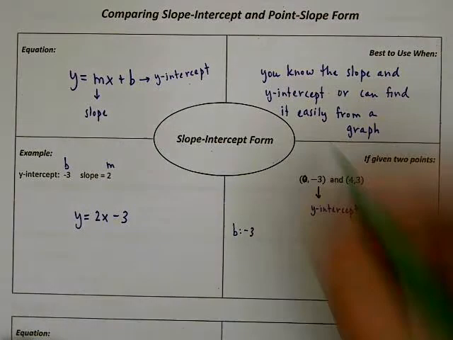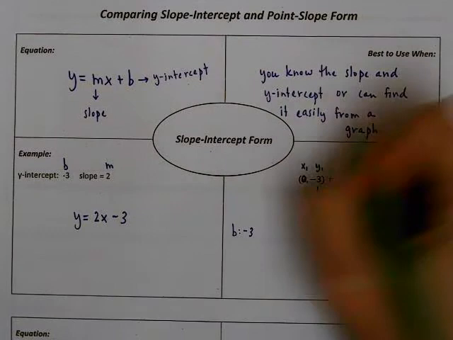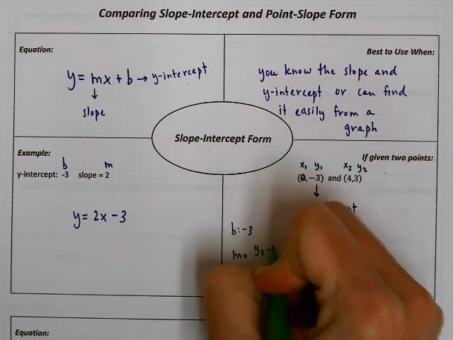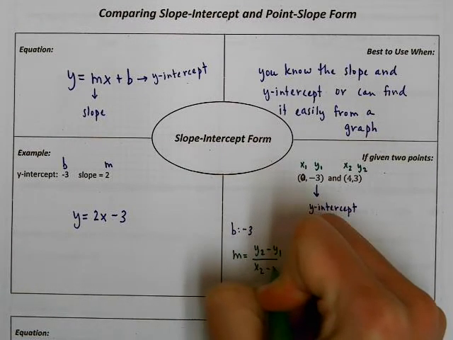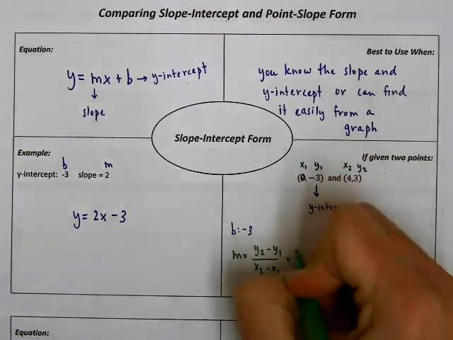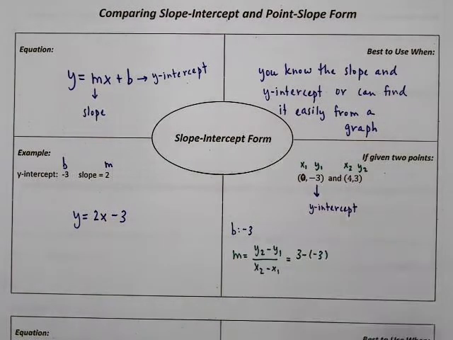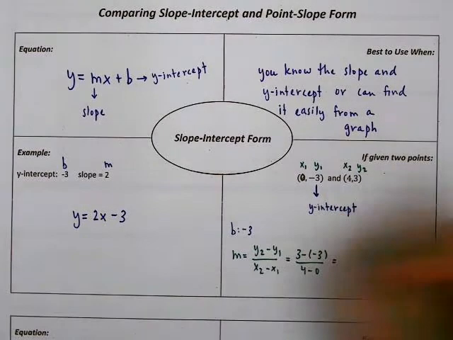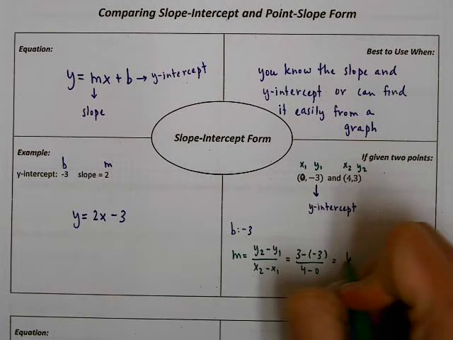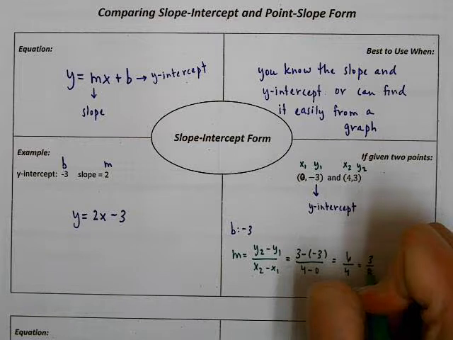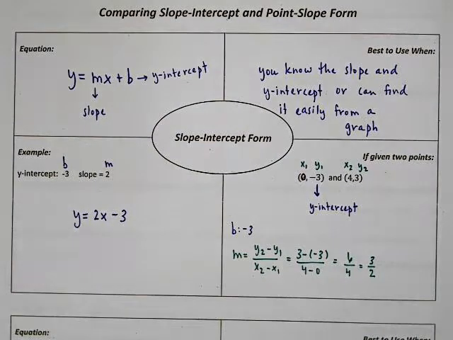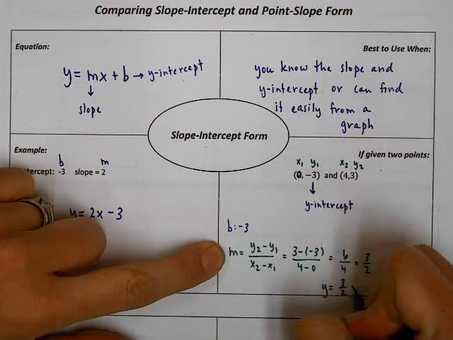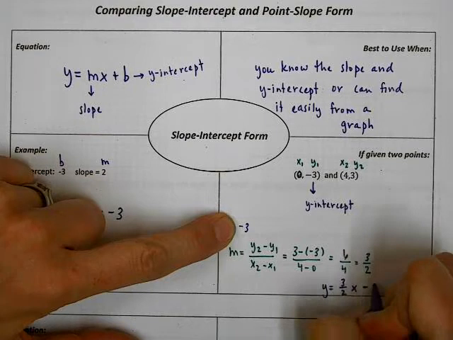Now I can use slope formula, since this is x1, y1, x2, y2. I can use slope formula, y2 minus y1 over x2 minus x1 to get my slope. So I have 3 minus a -3 over 4 minus 0. So minus a negative is plus, so 3 plus 3 is 6 over 4. My slope is 3 over 2. So now I can write my equation. I have y equals m is 3 over 2. Then I have my x, and my y-intercept is -3.